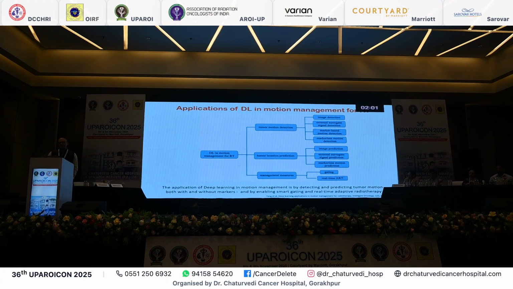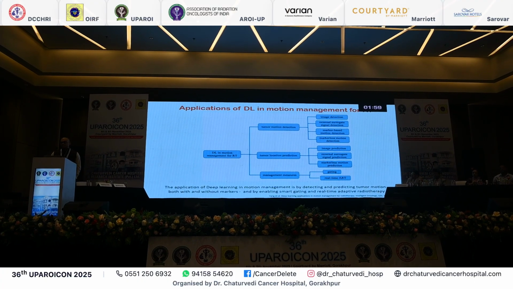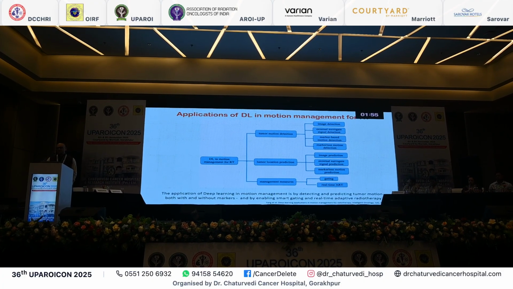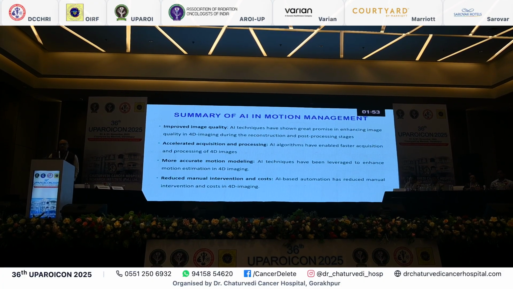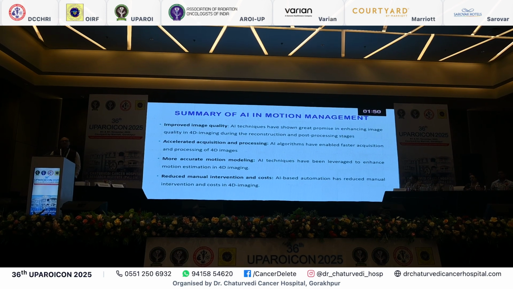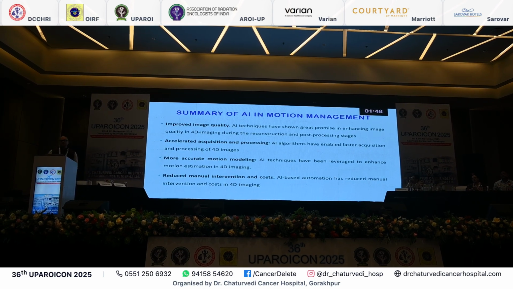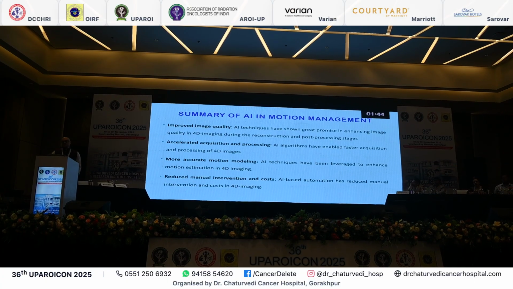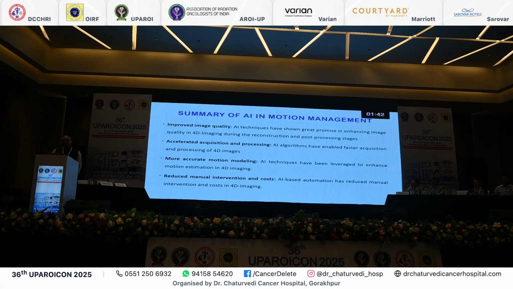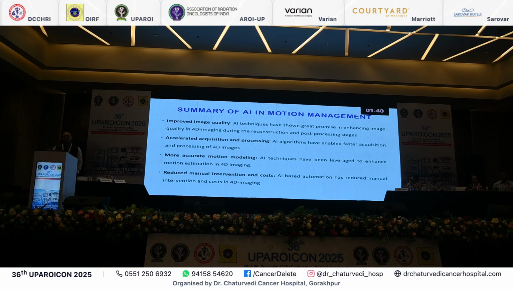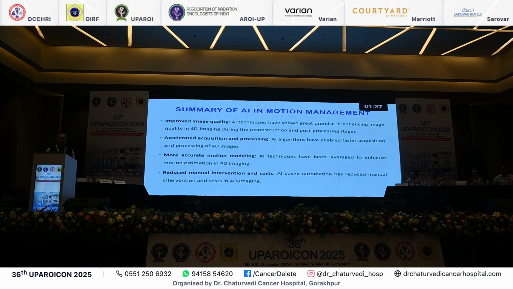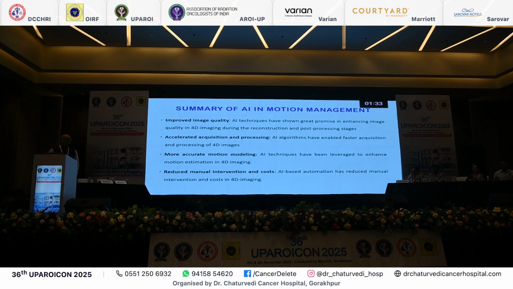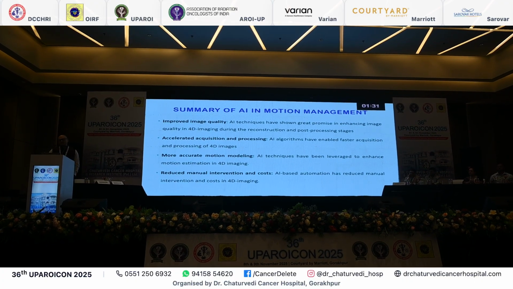An application of deep learning in motion management is detecting and predicting tumor motion both with and without markers, and enabling smart gating and real-time adaptive radiotherapy. So, what can AI help in motion management? Through improved image quality, accelerated acquisition and processing of 4D images, more accurate motion modeling, and reduced manual intervention and cost by saving time. Recently, Varian has come up with a solution, HyperSight, which reduces the treatment time drastically.